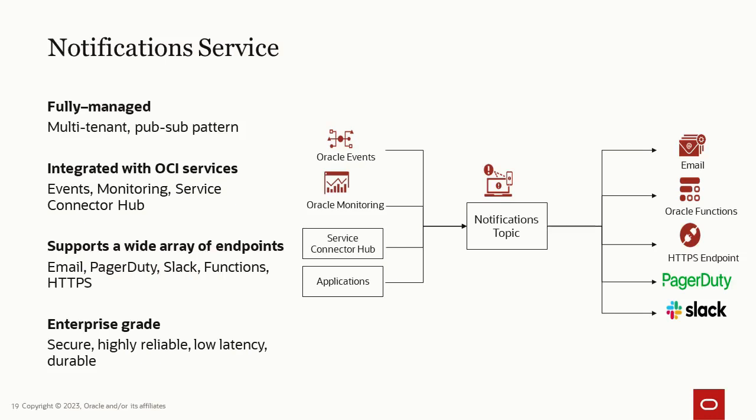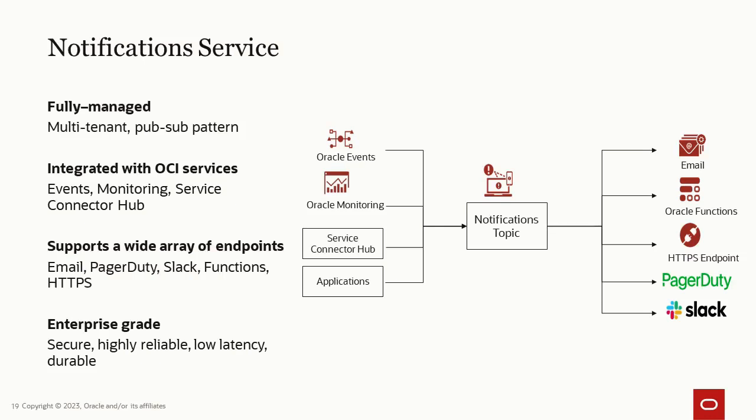This service enables you to set up communication channels for publishing messages using topics and subscriptions. So when a message is published to a topic, the notification service will send the message to all of the topic subscriptions, which are basically the recipients of the message. So you don't necessarily need an alarm to use the notification service. You can also just set rules or use event services to trigger it.